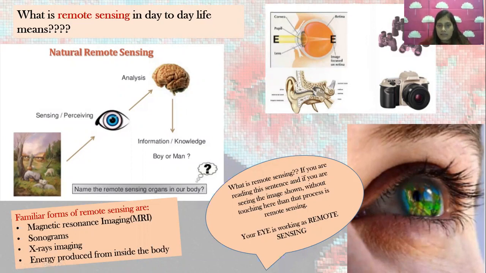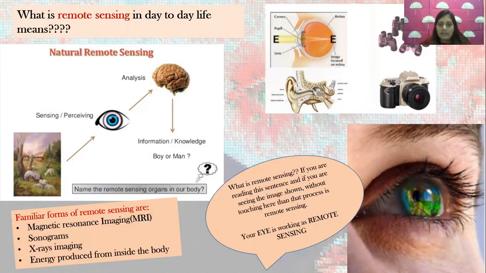If I tell you in a very simple sense, remote sensing means the most important part in our body, that is the eye. The eye works as a remote sensor. We can see, we can take a decision, we can bifurcate the things, we can analyze the things, and finally we provide that information and take a decision. That is remote sensing in a very simple sense. So in the human body, the eye acts as a remote sensor.